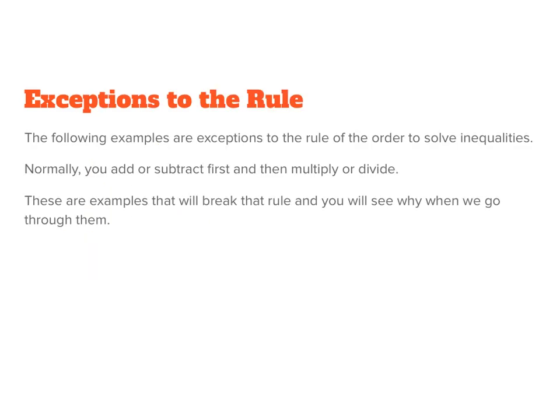So for all those previous examples, we did adding or subtracting first, followed by multiplying and dividing. Now there are some exceptions to the rule, so we're going to talk about a couple of examples that are going to be exceptions to that rule. Okay, so normally we add or subtract first, then multiply or divide. These examples, we're going to break that rule. We're going to go the opposite way, and you're going to see why once you see them.